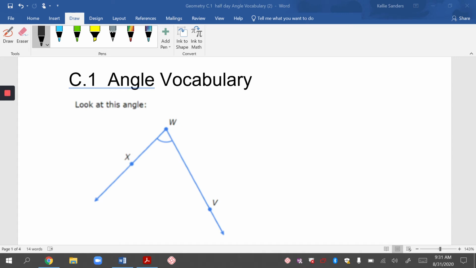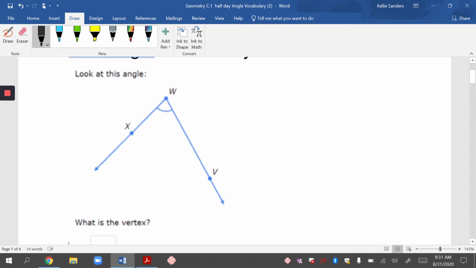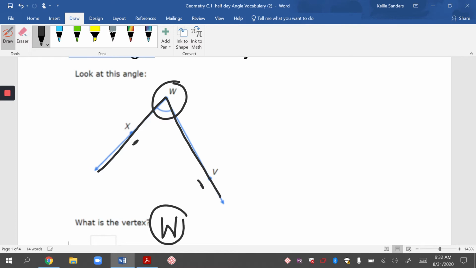Okay, we're going to be getting a new unit, Unit C, and C1 is Angle Vocabulary. It says, look at this angle. What is the vertex? Well, you're going to have an angle whenever you have 3 points not in a line, and your vertex is always going to be that sharp point. X is not the vertex, V is not the vertex, the W is the vertex because that's where the corner is.